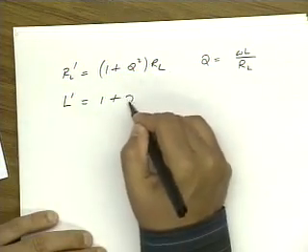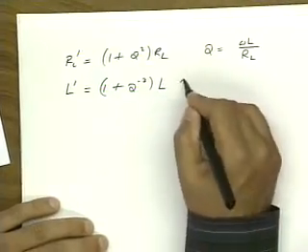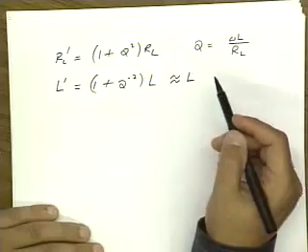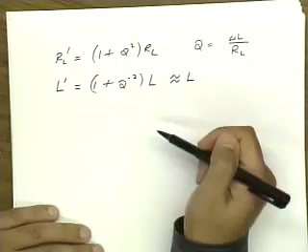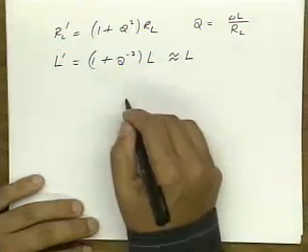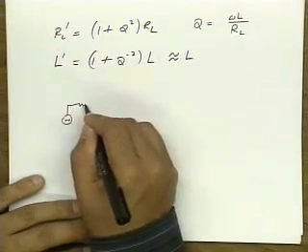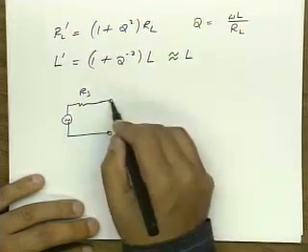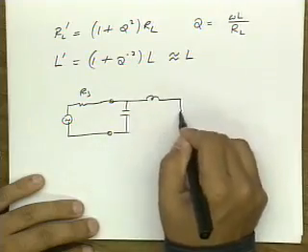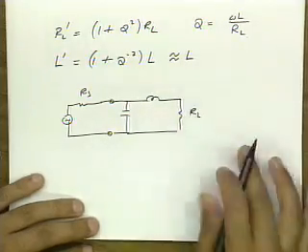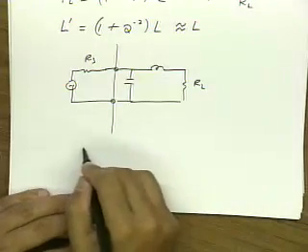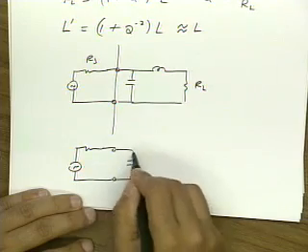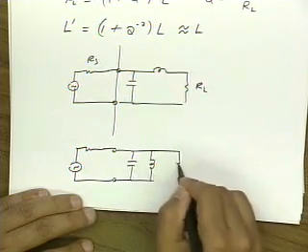L prime is 1 plus Q to the minus 2 times L, which is approximately L if the quality factor is, let's say, larger than 4 or 5. If not, we should account for how much L changes. So now, from this generator side, I have some source impedance RS, and I've connected my L network. From the source's perspective, what I've done is I've transformed my circuit into the following parallel RLC circuit.